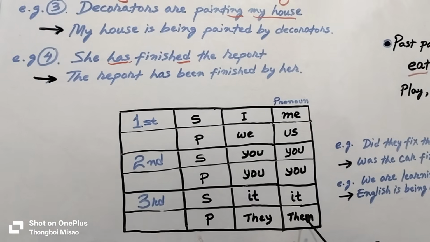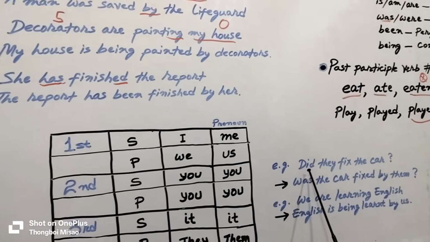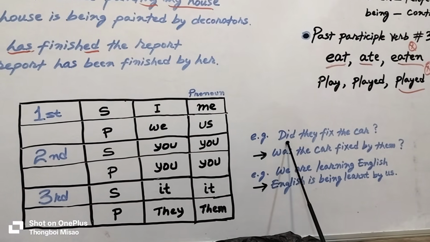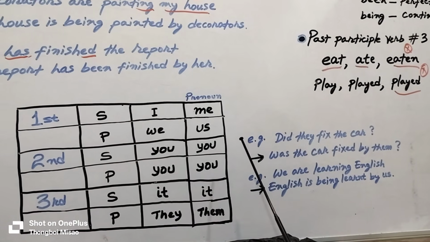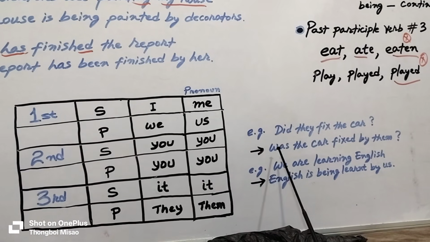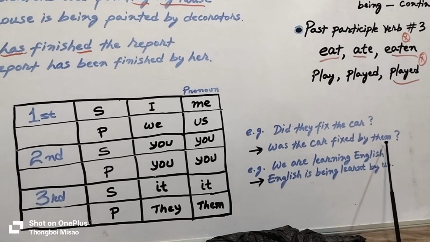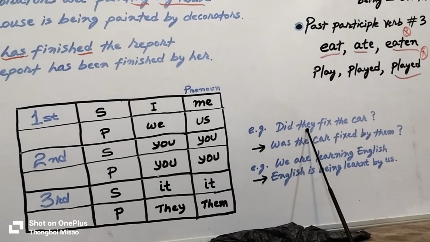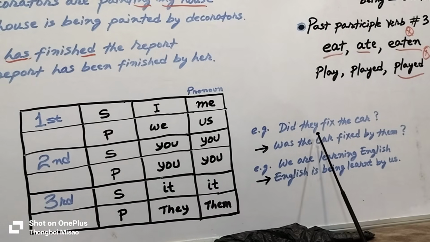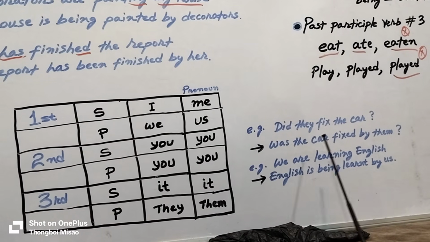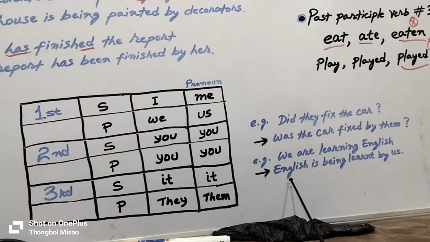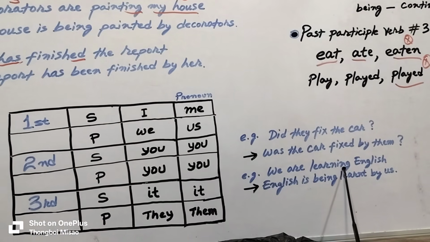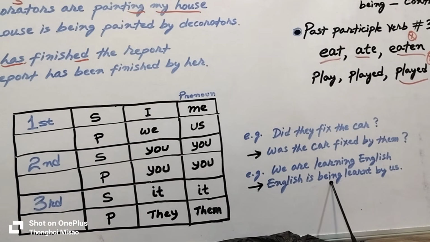They becomes them. For example, "Did they fix the car?" Question number 2: "Did they fix the car?" Passive: "Was the car fixed by them?" Here "they" becomes "them". "We are learning English": this is present continuous tense with "-ing" and "being".